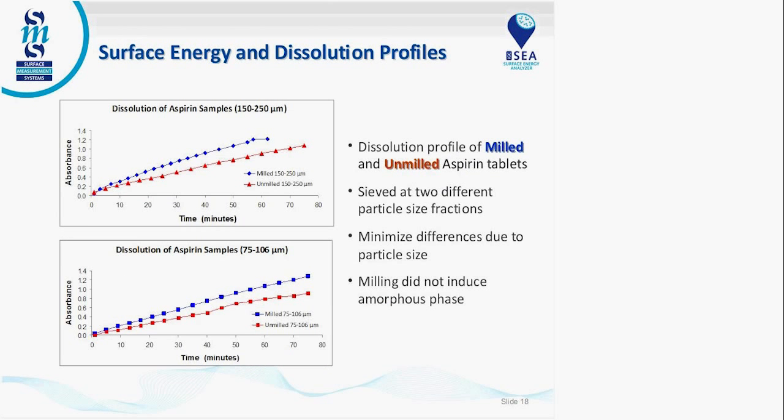So moving on to how else surface energy may affect material properties, we see this is aspirin at same particle size fraction, 150 to 250 microns. This is 75 to 104 microns. These are milled and unmilled. These are not amorphous. We can see here that the milled sample, even at the same particle size, same surface area, within measurement, within this particle size range, we can see that the milled aspirin has a faster dissolution rate.